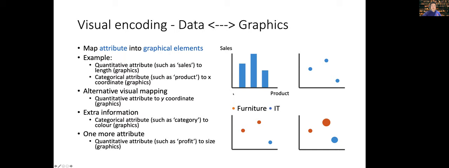So you can use two positions. Actually, if we look at this one, we already have two quantitative values. One is the y-axis, the other one is size, which is the profit. So you can have many different options, and we're going to talk about this very soon.